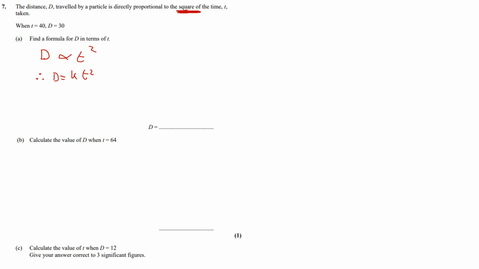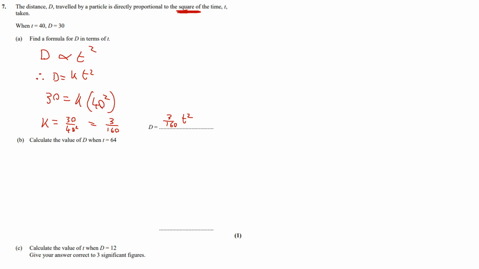So, that means that 30 is equal to k times 40 squared. Okay? And so k is equal to 30 over 40 squared, which is equal to 3 over 160. And so therefore d is equal to 3 over 160 t squared. Okay?